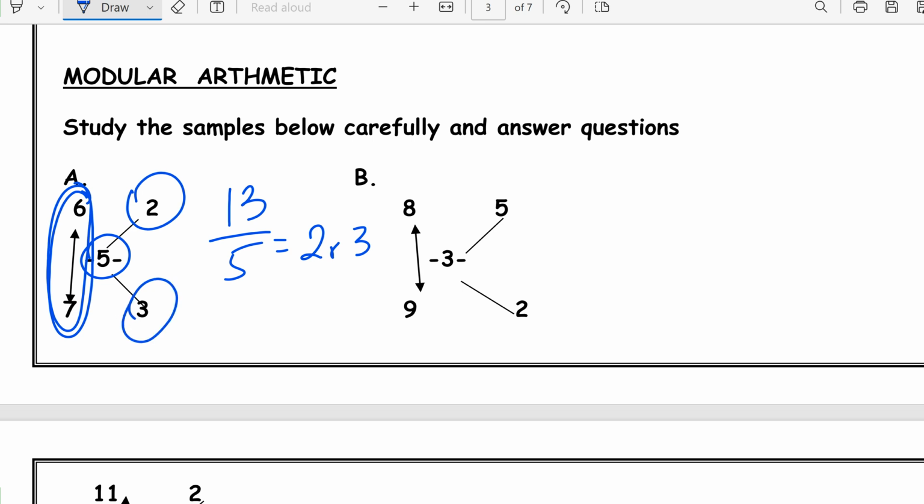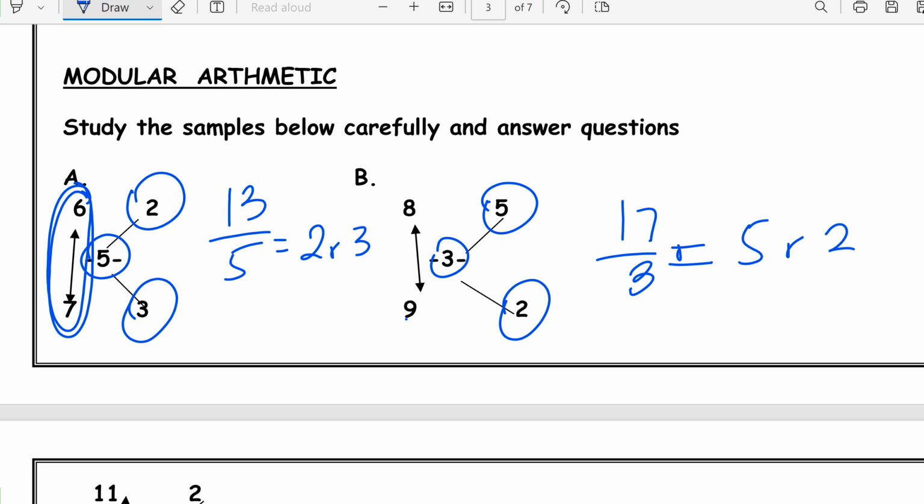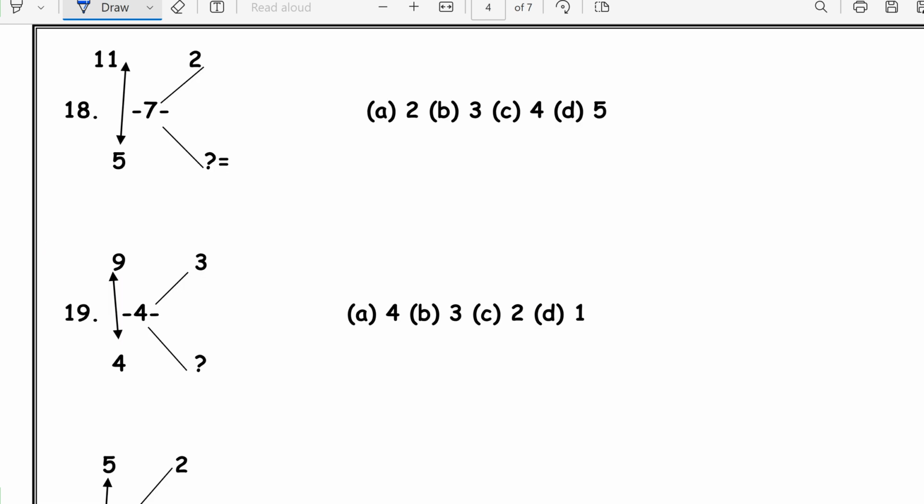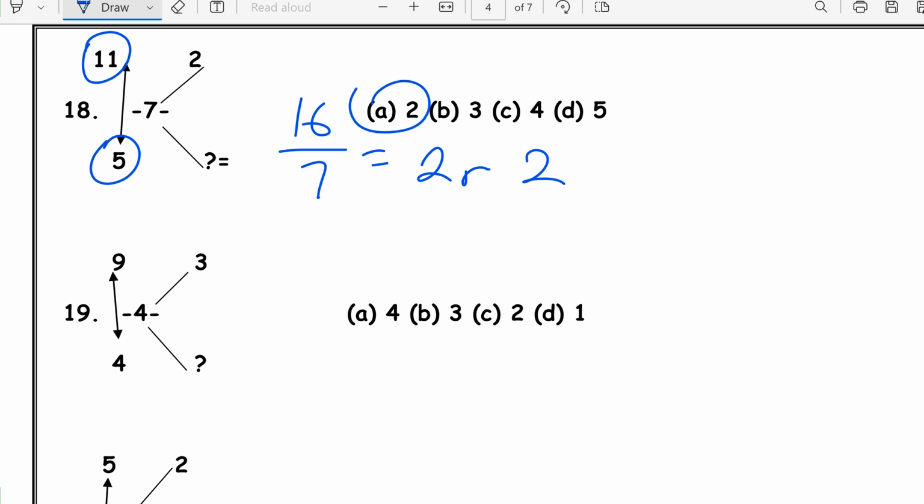So same thing for B. 8 plus 9 is 17. 17 divided by 3 equals 5, remainder 2. This is the 5, and here is the remainder. So quickly, I want us to try number 11. Now, number 18, what do we do? 11 plus 5, that's 16. 16 divided by 7 will be 2. Remainder what? 2. So that's this 2.